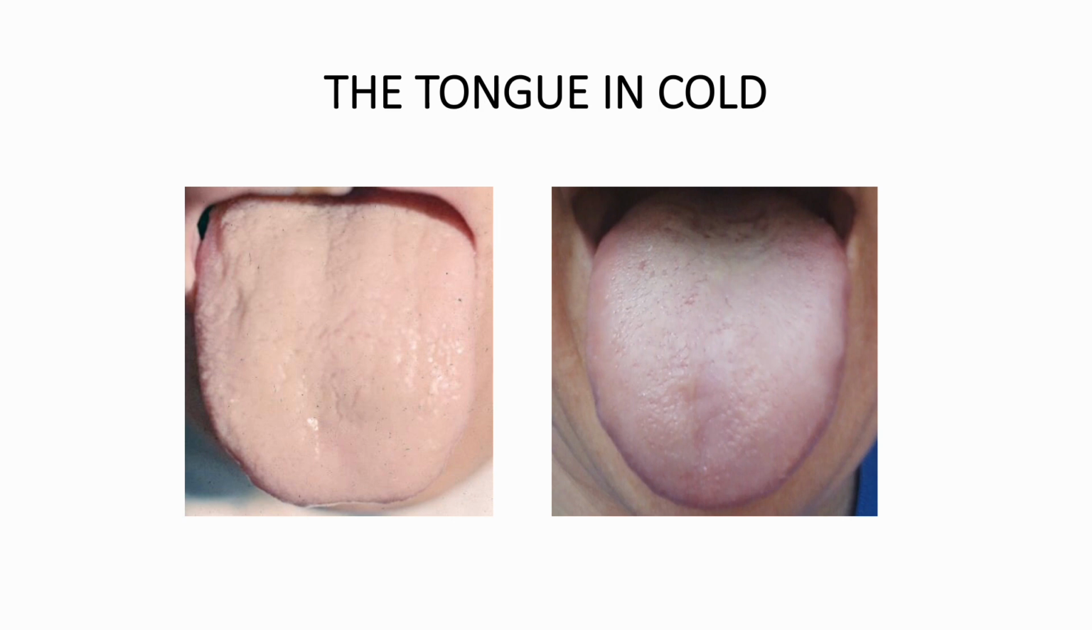Cold affecting a yang organ will manifest primarily on the tongue coating. For example, cold in the stomach manifests with a white coating in the center. When assessing the tongue in cold patterns, we must distinguish full from empty cold. Full cold manifests primarily on the coating, which becomes thick and white, while empty cold manifests primarily on the color and moisture of the tongue body, which becomes pale and slightly wet.